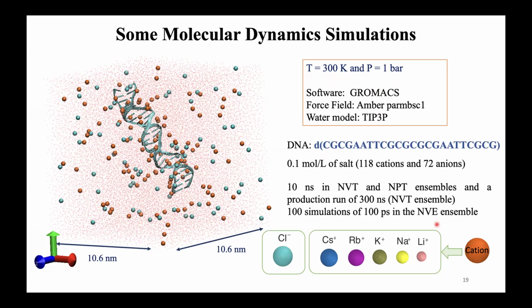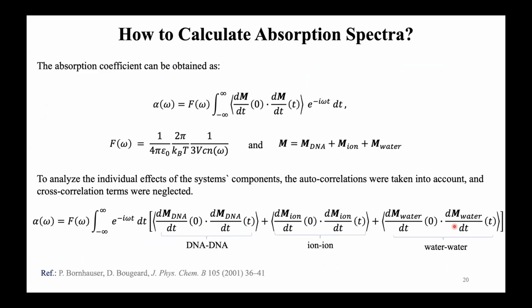There were several equilibration steps, but in general the production run was 100 picoseconds, and for further analysis, each picosecond of the production run served as the starting point for a short 100 picosecond run in the NVE ensemble.